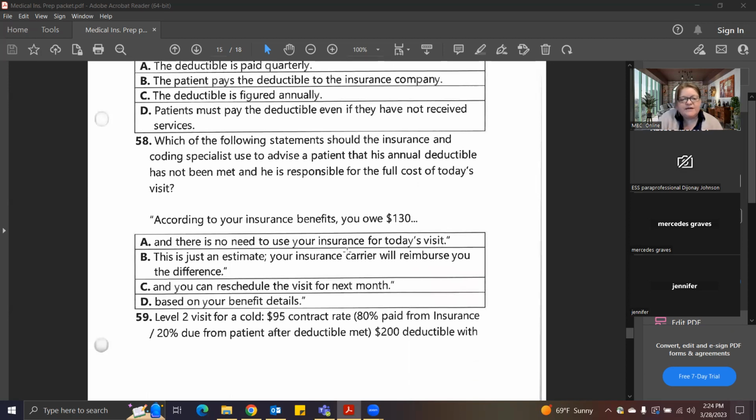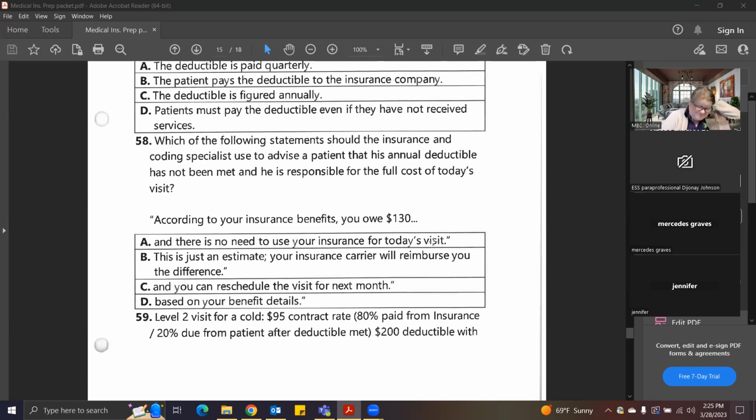All right, 58. Which of the following statements should the insurance and coding specialist use to advise a patient that his annual deductible has not been met and he is responsible for the full cost of today's visit? And they started off with, according to your insurance benefits, you owe $130. And let's go through our options. A, and there is no need to use your insurance for today's visit. B, this is just an estimate. Your insurance carrier will reimburse you the difference. C, and you can reschedule your visit for next month. D, based on your benefit details.